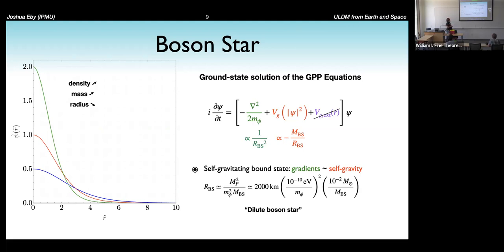This drops off exponentially. You can also get the same scaling, by the way, by just looking at how the two relevant forces scale in equilibrium. The kinetic term just goes like 1 over r squared with a plus sign because it's repulsive. The self-gravity term goes like m over r with a minus sign because it's attractive. When these two things are balanced, you just solve for r as a function of m, and you arrive at this expression as well. So this configuration is sometimes called a dilute boson star because it is dilute. You can see that the size can be very large, especially when the particle mass becomes very small.